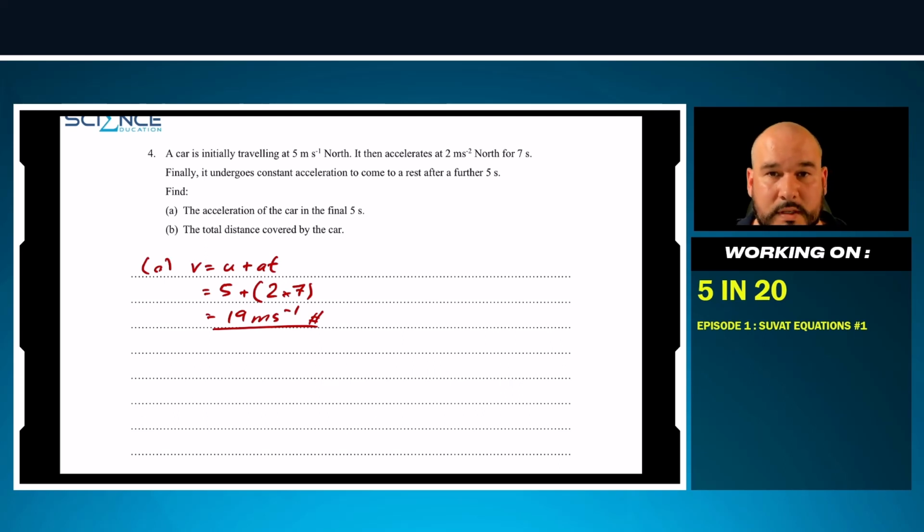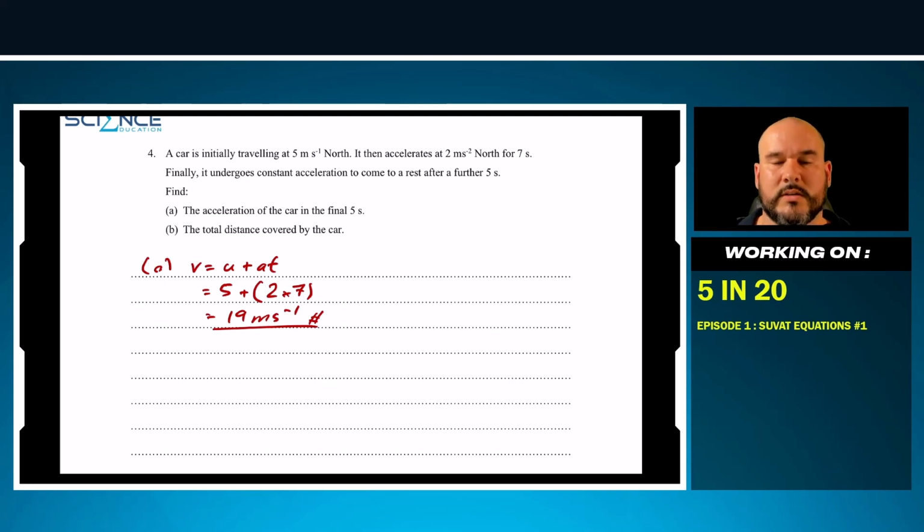How that's going to help us is that we then know the initial speed when it starts to negatively accelerate. I hate saying decelerate, so let's never, ever say decelerate. So the negative acceleration begins when it's going 19 meters per second. Think about it in terms of SUVAT: find the value of a.